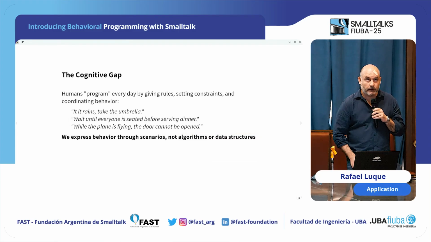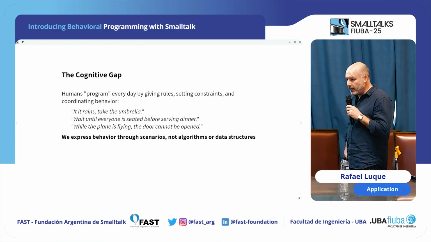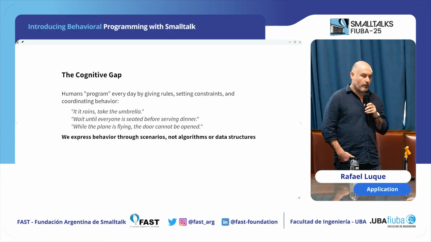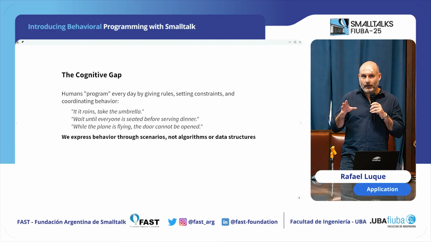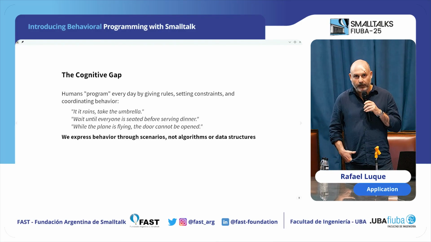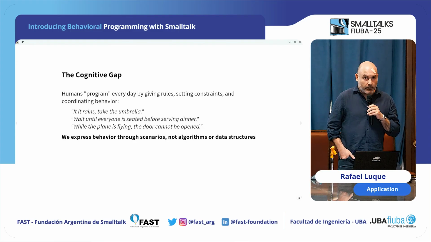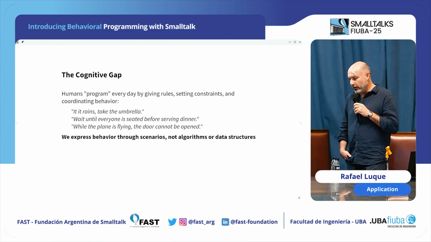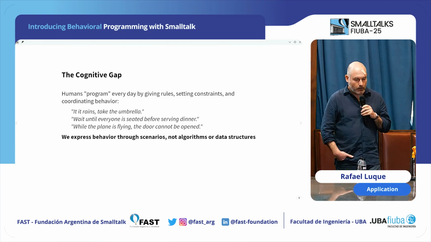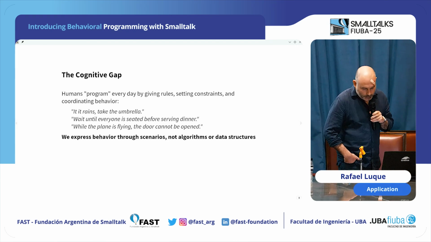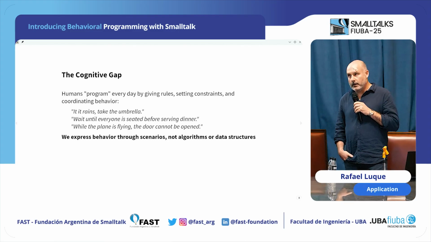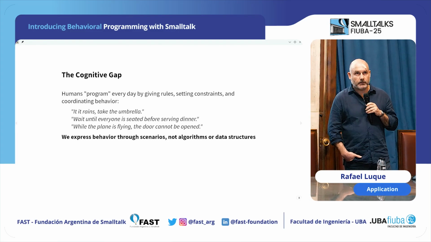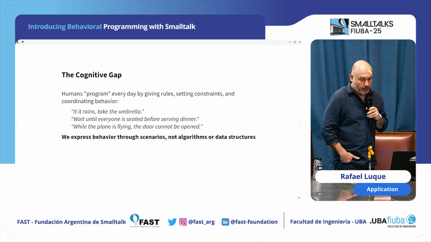Because if you think about it, we all as humans program every day, maybe not machines or computers, but in some sense we program people. I say it figuratively, of course. We program people like our children, for example, or people in organizations, our workmates, our companies, governments, etc. But the way we naturally do this is by giving simple rules. For instance, if it rains, take an umbrella. Trying to coordinate some behaviors. For instance, wait until everyone is seated before serving dinner.